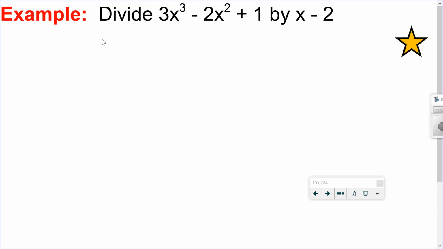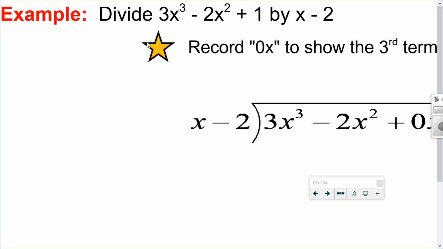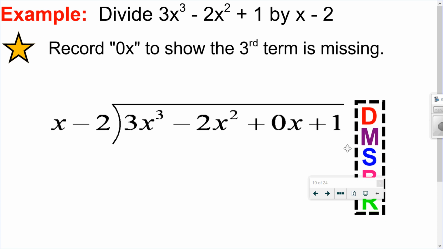Let's try another example. In this one here, I'm going to have a cubic function divided by a binomial. Now, the first thing I notice, there's something that's missing here, and that is a 0x. There is no x. So if something is missing, record it as a 0 because it will make the division much easier. So I have 3x cubed minus 2x squared plus 0x, so have that in there, plus 1. So let's follow our steps.